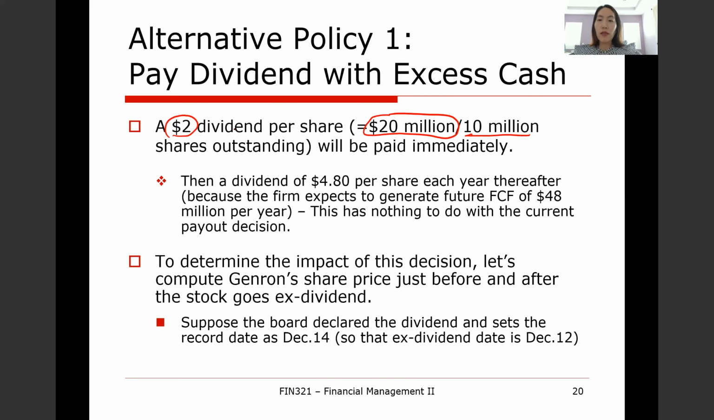All right, let's compute the firm's share price right before and after the ex-dividend date. Once again, recall that starting from the ex-dividend date, the share starts being traded without the dividend. So if you purchase stock on or after the ex-dividend date, you are not going to receive this $2 per share dividend. Okay, now let's compute the firm's stock price just before and after the ex-dividend date.